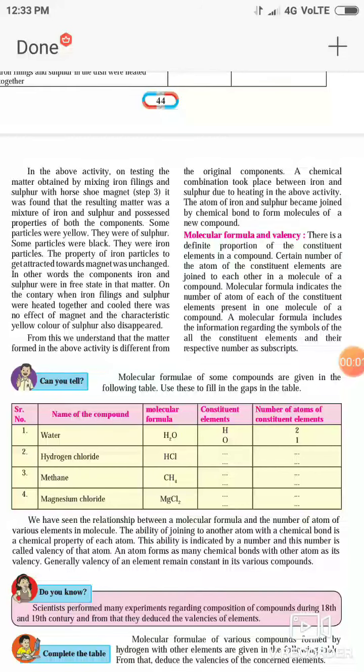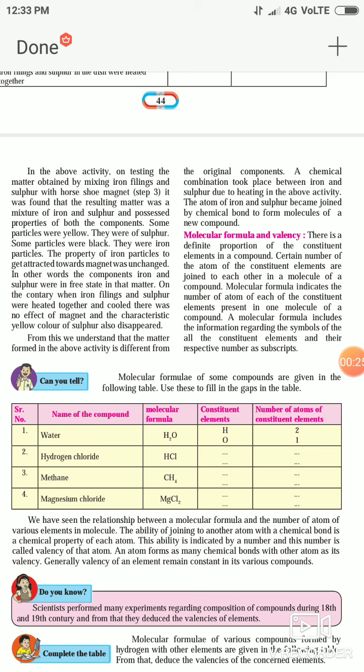Let's learn more about molecular formula and valency. There is a definite proportion of constituent elements in a compound. So a certain number of atoms of the constituent elements are joined to each other in a molecule of a compound. A molecular formula indicates the number of atoms of each of the constituent elements present in the molecule of a compound.